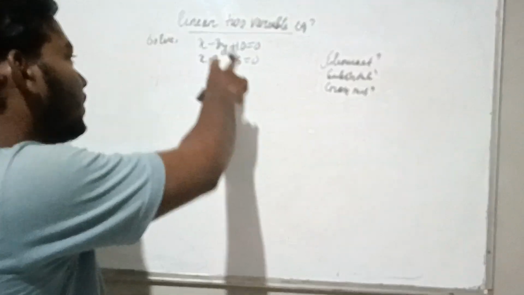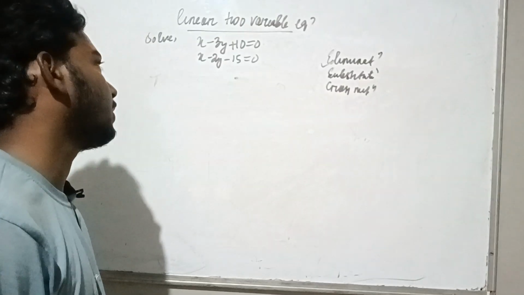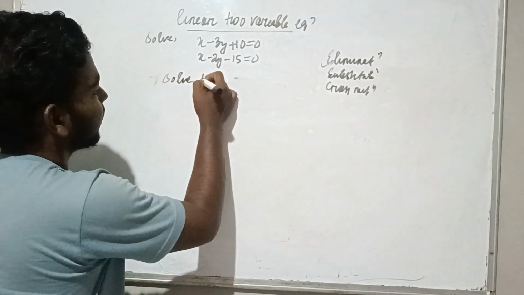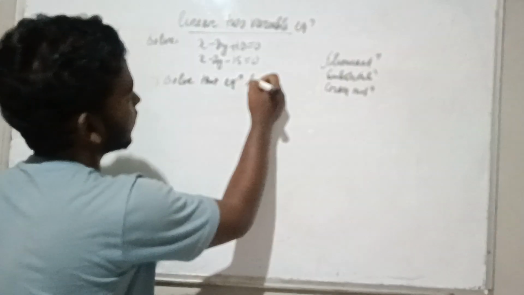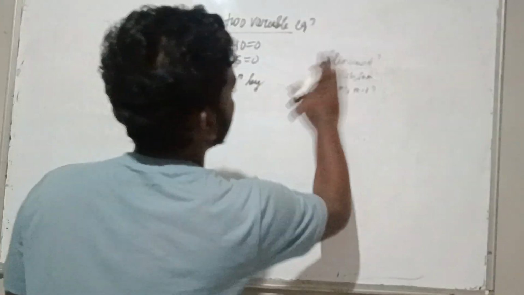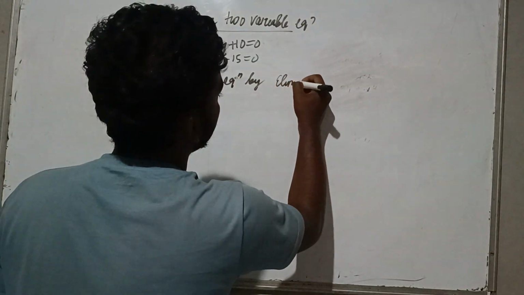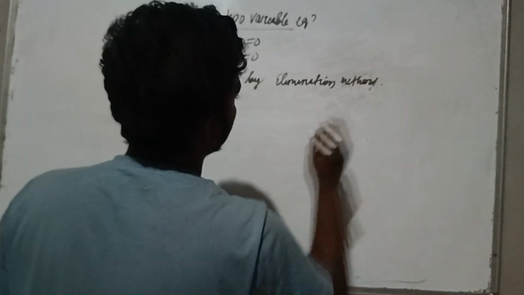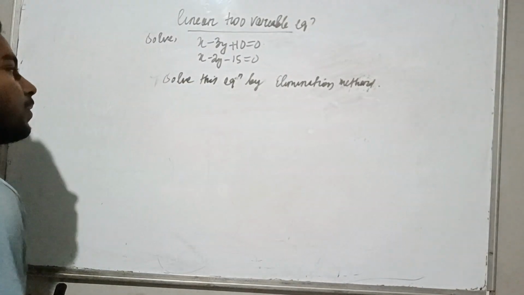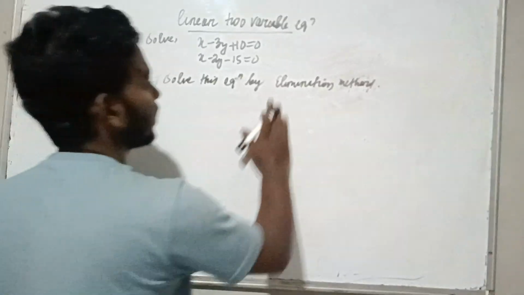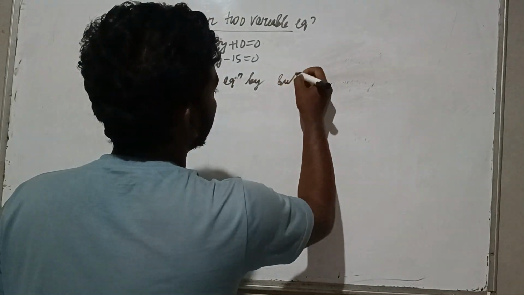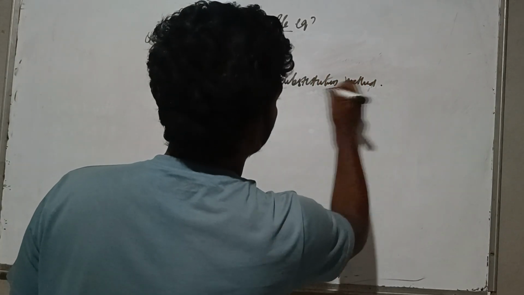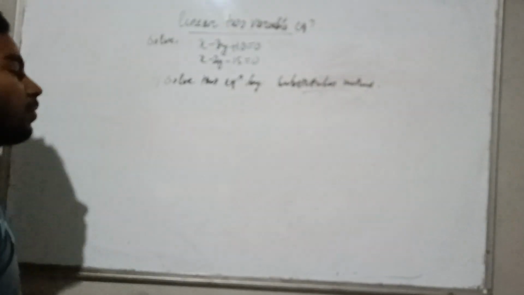Here x minus 3y plus 10 equal to 0, and x minus 2y minus 15 equal to 0. We could solve these equations by the elimination method, but rather let's solve it by the substitution method. In the substitution method, I will explain all the steps.